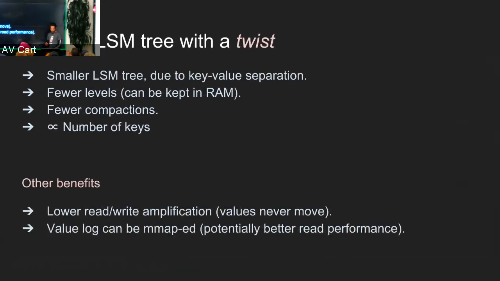Now coming to Badger, Badger uses an LSM tree-based design, but separates keys from values. This produces a much smaller LSM tree, resulting in fewer compactions and fewer levels. Badger's LSM tree size is largely proportional to the number of keys instead of the size of the values. This key value separation also results in lower read and write amplification because values never move. And the value log can be mmapped to potentially achieve better read throughput performance.